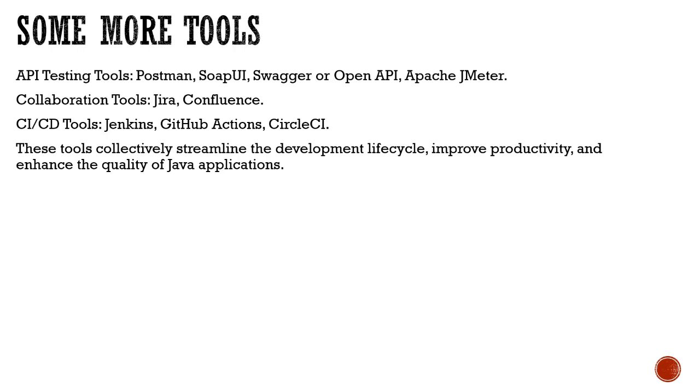Now, as we discussed a lot of tools, these are some of the other tools which are part of the day-to-day activities of the developer, and will be helpful. When it comes to API testing, we have tools like Postman. Say you have developed your REST API with a Spring Boot application. Now, how do you test it? There are tools like Postman, SOAP UI, Swagger, OpenAPI. Swagger and OpenAPI are the same with a version difference. And there is Apache JMeter for load testing, to see how your application behaves under load.